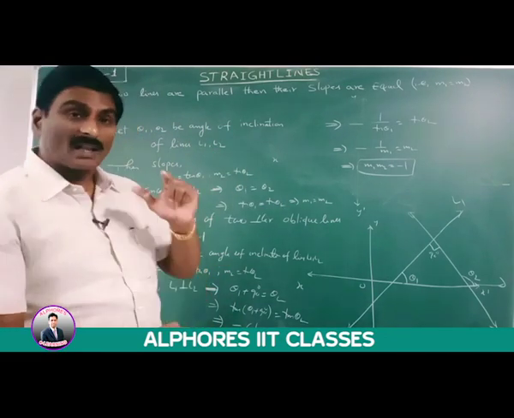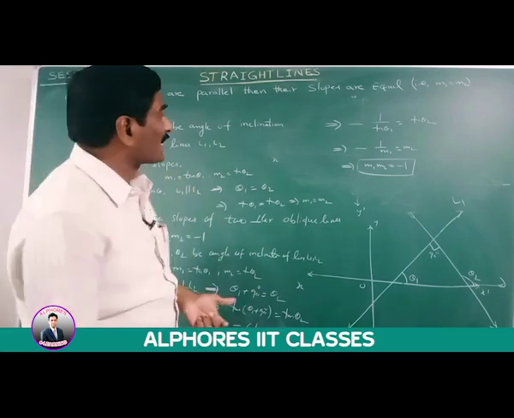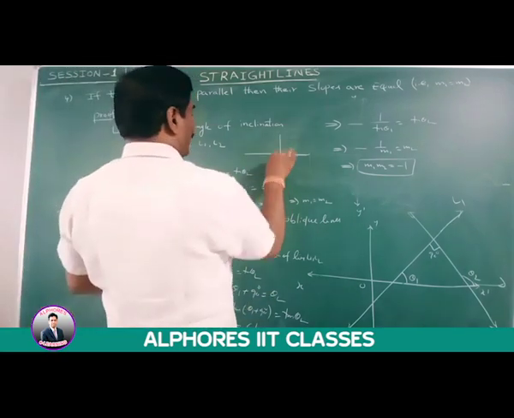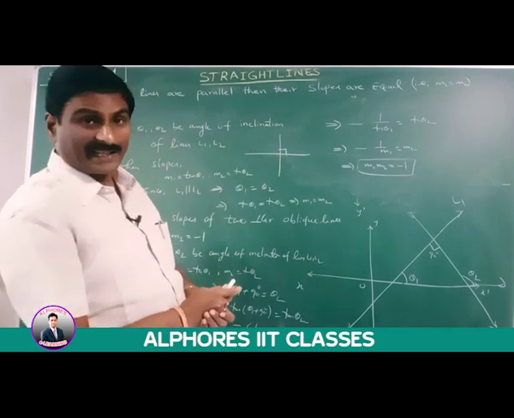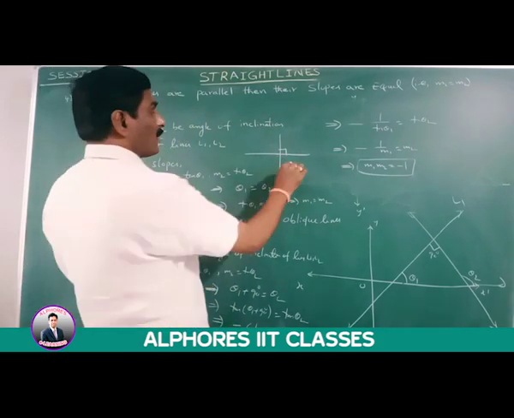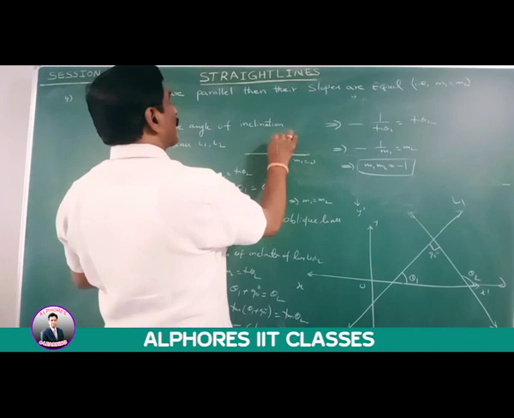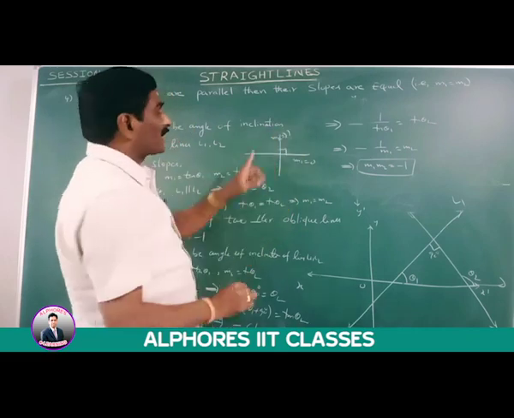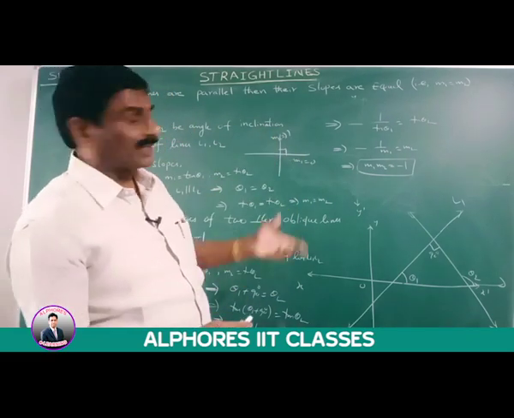But if the lines are horizontal and vertical, what is the angle? Horizontal line, vertical line. The angle between these two lines is always 90 degrees. But in this case, the slope of the horizontal line is 0, but the slope of the vertical line is not defined. So in this case, m1 m2 is not equal to minus 1. Here m2 is not defined.